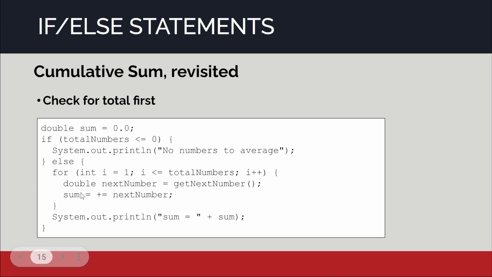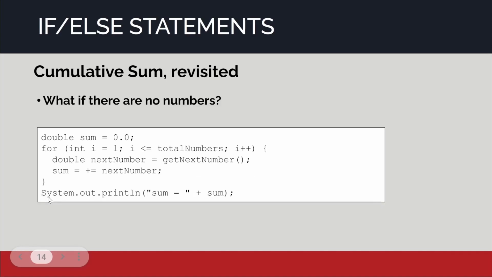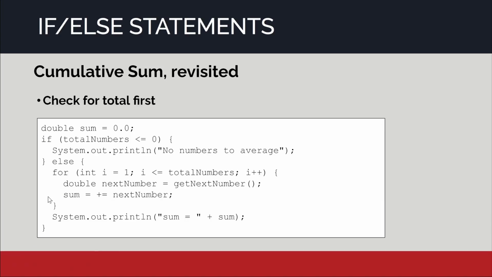Oops, I have a stray equals in there. This should be sum plus equals next number. I think that's on the previous slide as well. Yeah, ignore the equals plus equals. It should just be sum plus equals next number.